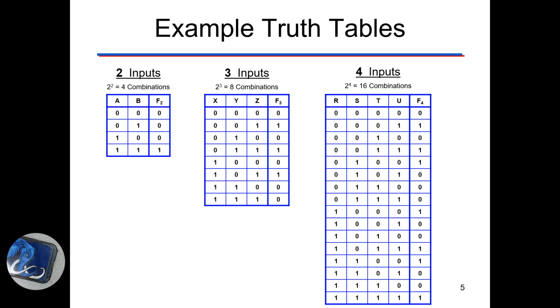So you can see 2 inputs, 2 to the 2 is 4 combinations, so you only have 4 rows. 2 to the 3 has 8 combinations, 8 rows. 2 to the 4 is 16, has 16 rows. We won't get much bigger than that. In this class, I don't think we get much bigger than a 4. There may be a 5 in here, but doubtful. So I wouldn't count on it. We don't get much further than this.